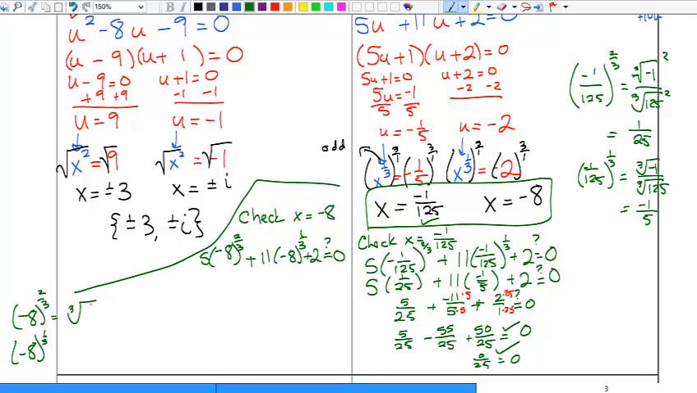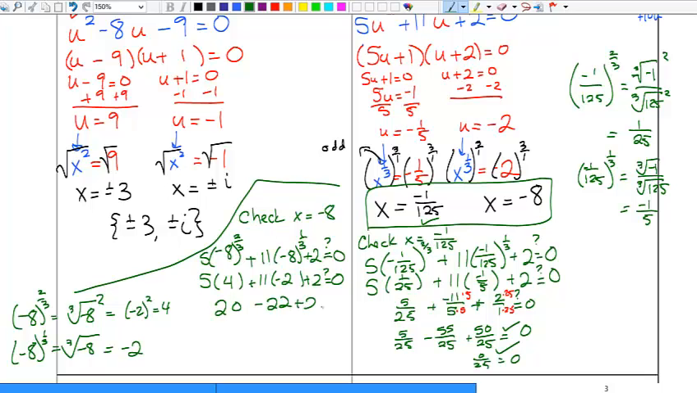Negative 8 to the 2/3 is the cube root of negative 8 squared. The cube root of negative 8 is negative 2. Negative 2 squared is 4. Negative 8 to the 1/3 is just the cube root of negative 8, which is negative 2. So we have 5 times 4, which is negative 8 to the 2/3, plus 11 times negative 2, which is negative 8 to the 1/3, plus 2 is supposedly equal to 0. So that's 20 minus 22 plus 2. Look at that. It does equal 0. So both of our answers check out.